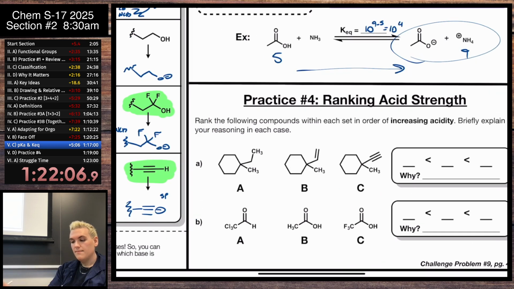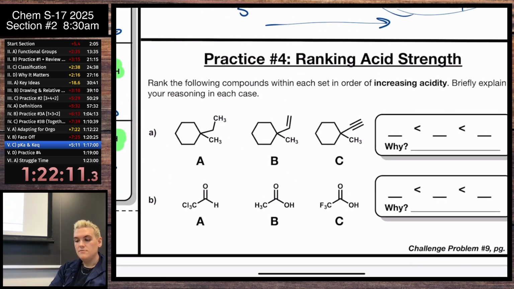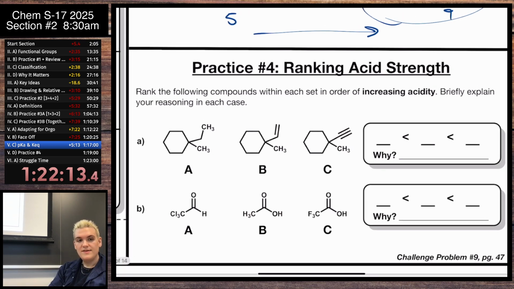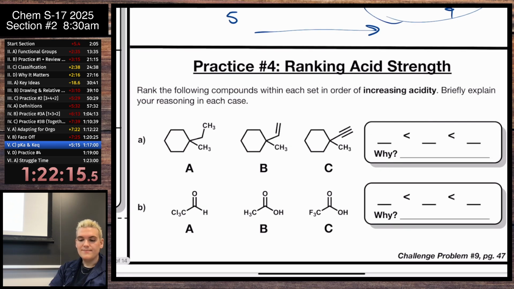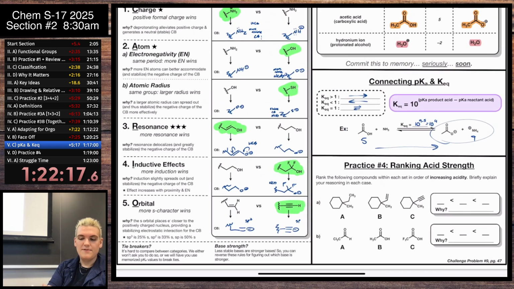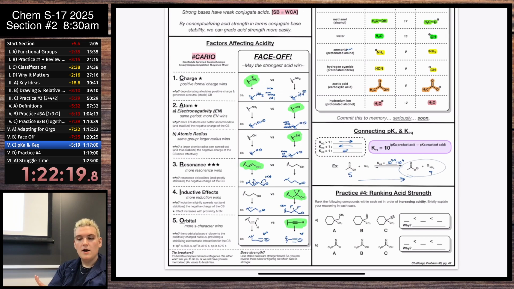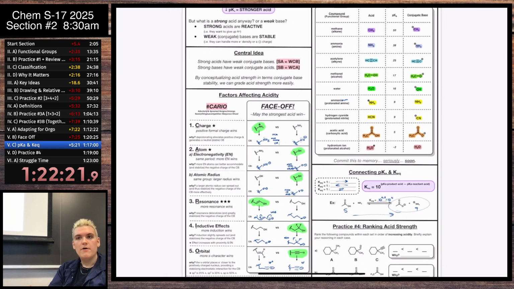Then this is challenge problem 9, ranking acid strength. Just 2 examples of this. I'm probably going to skip this because we already did some acid ranking things. But are there any acid questions before we go on to the extra challenge problem, which is acidity?